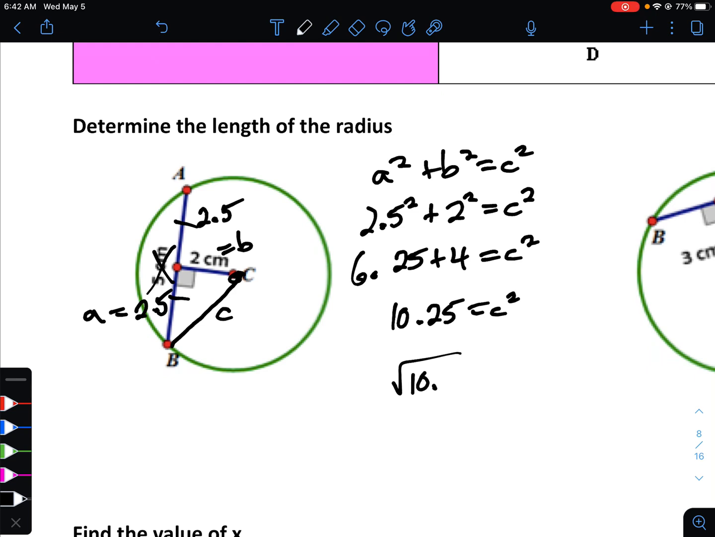So then we'll go ahead and take the square root of both sides. So we'll get that C is equal to the square root of 10.25, which then as a decimal is about 3.2, and there is going to be our answer.